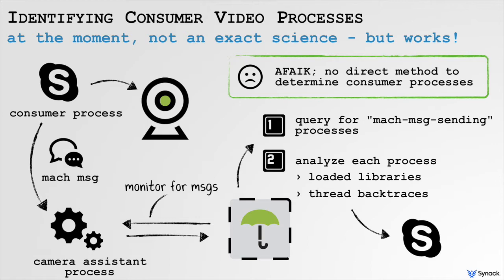Whenever an application accesses the webcam, under the hood, a mach message is sent to the camera assistant process. A mach message is just an IPC mechanism, and this is generated by the operating system. So OverSight can monitor for such mach messages, and when it sees one, it knows that the webcam has been activated, and it can identify what application is using the webcam based on monitoring these messages. It also does a few other things to reduce potential false positives. For example, it can analyze the process that sent the mach message. It can look for loaded libraries. It can look at thread backtraces and say, yes, this candidate application is really currently using the webcam. So then it's able to tell the user, hey, it's Skype, or hey, it's this Hacking Team piece of malware that's using the webcam.